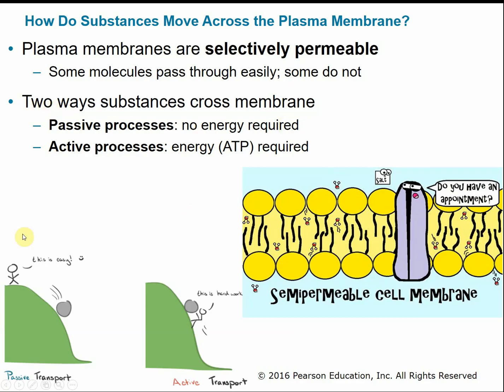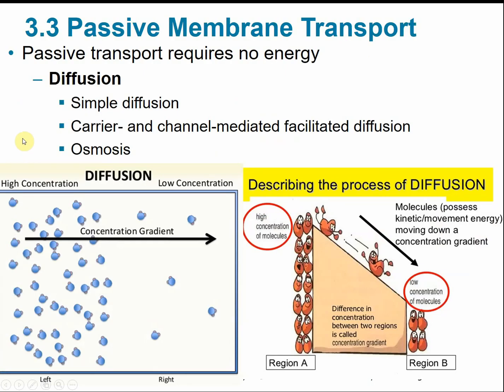So we can cross via passive processes, which require no energy. So essentially we just roll downhill or just go with the flow downstream. Active processes do require energy in the form of ATP. So in this case, we would be going kind of against the flow or current, going uphill, right, which would require more energy. Passive membrane transport requires no energy. So just kind of left to its own devices, this would be kind of a naturally occurring phenomenon.